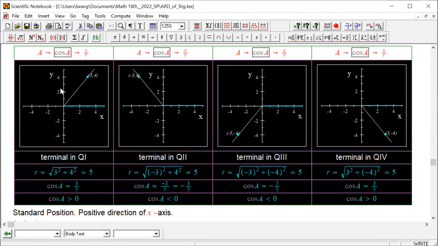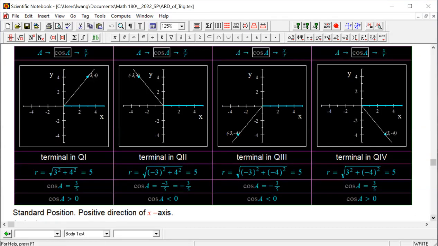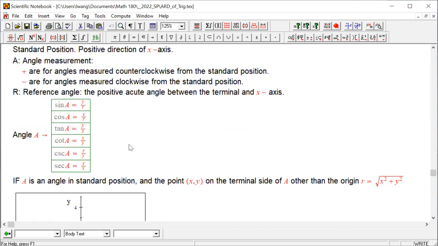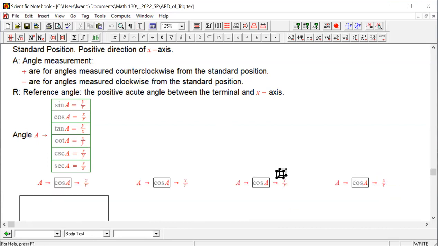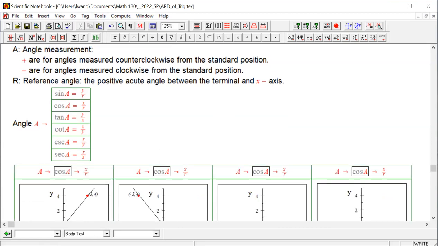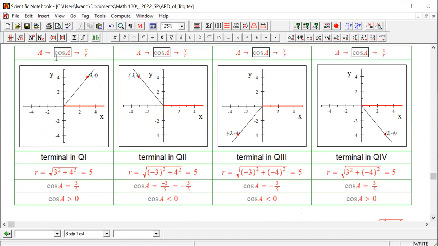I'm going to copy and paste this table in the same setting, and we're going to work on tangent and cotangent. You see we have the same stage set, but the rule has changed. It's going to be tangent. What is tangent? Tangent is y over x. So the rule has changed.